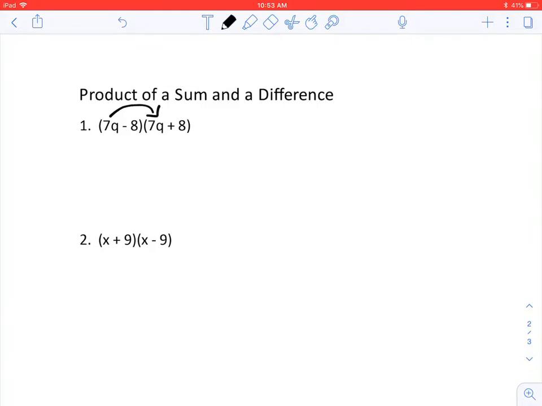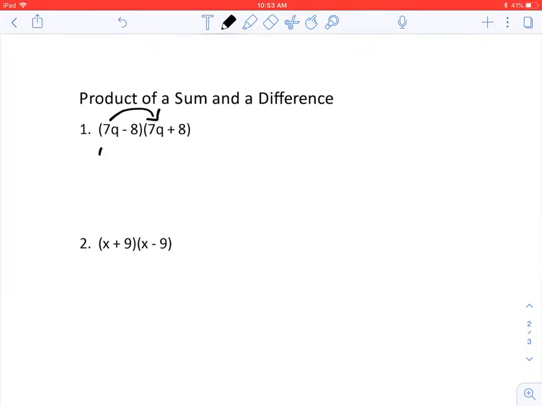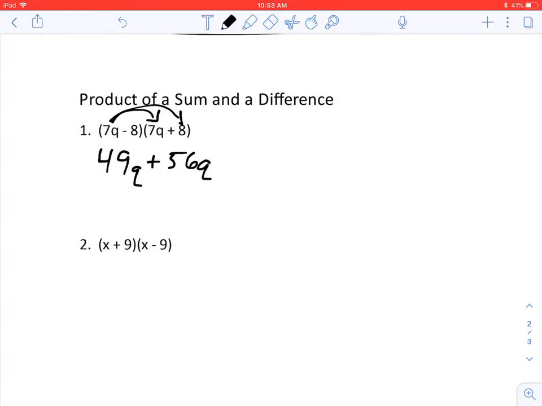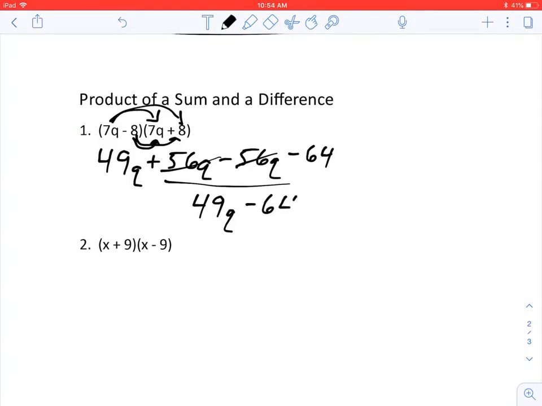So 7q times 7q is 49q squared, and then 7q times 8 is 56q, and then negative 8 times 7q is negative 56q, and then negative 8 times positive 8 is negative 64. And if you notice, these two like terms in here, one is positive 56q, one is negative 56q, they cancel out. So you're left with 49q squared minus 64.